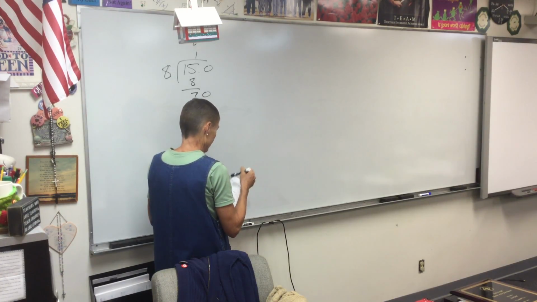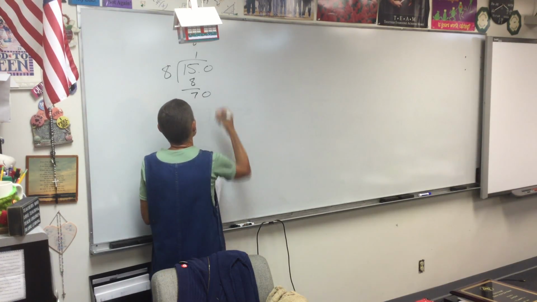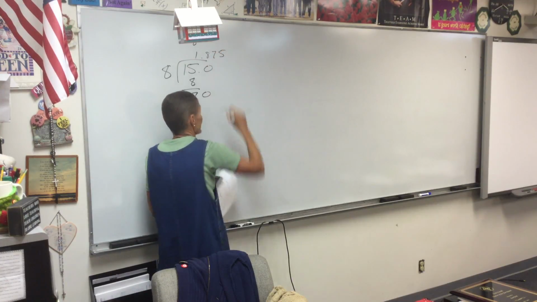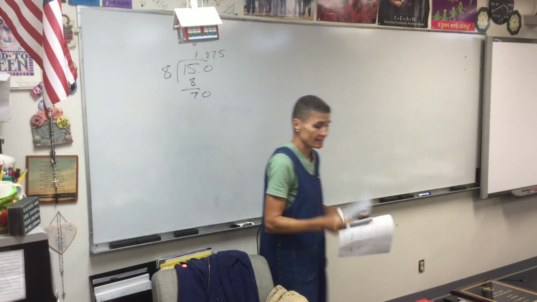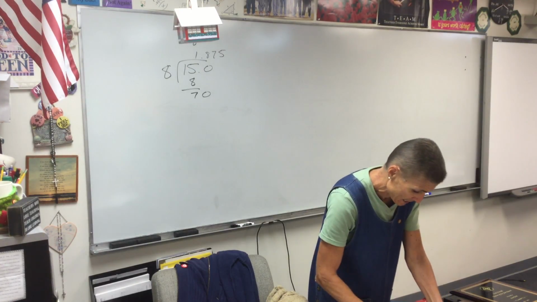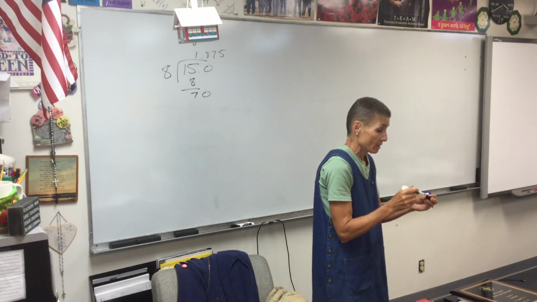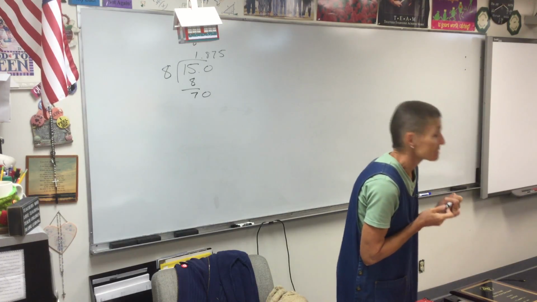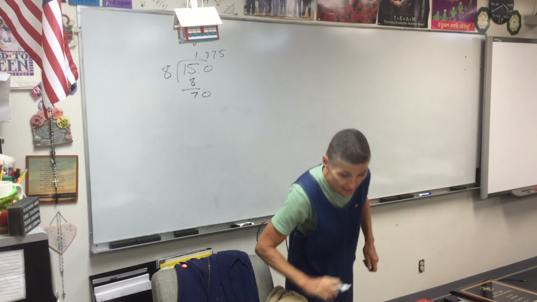1.875. That's called a terminating decimal. Do you know what I mean by a terminating decimal? It ends. It's a decimal that ends. Let's look at the next one.